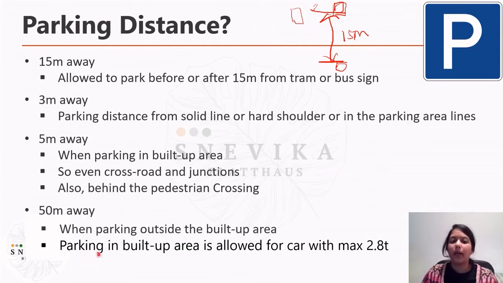And for parking in the built up area, your car can have a maximum of 2.8 ton. This you have to remember. If your car is less than or equal to 2.8 ton, then you can park, or else you are not allowed to park. Moving on.